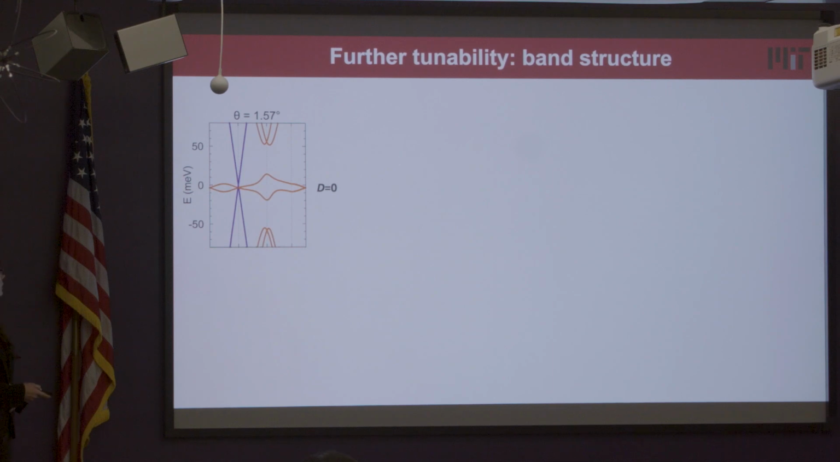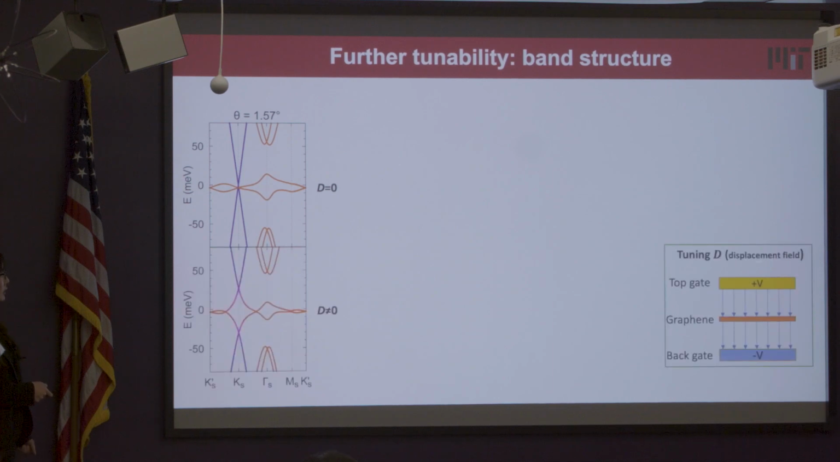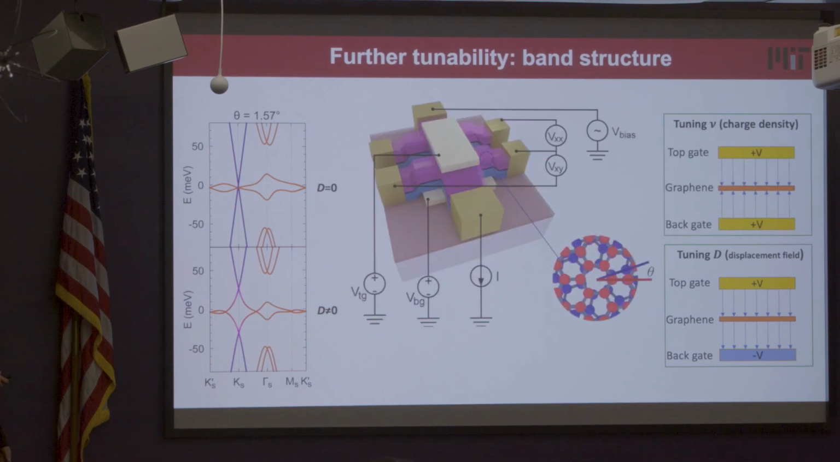But now if you start breaking that mirror symmetry by applying an electric displacement field to the system, you start hybridizing those 2 bands. So you can basically tune the band structure and the interactions in situ by applying the gate voltage. So how do we do this experimentally? Instead of having just a single gating layer, we now have 2 gates, one on top and one on the bottom. And you can see in these schematics that you can tune the charge density and the displacement field independently by changing the signs of the relative voltages that we apply to the top and bottom gates.